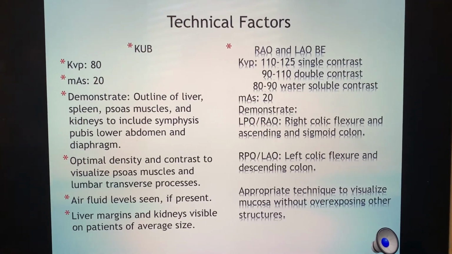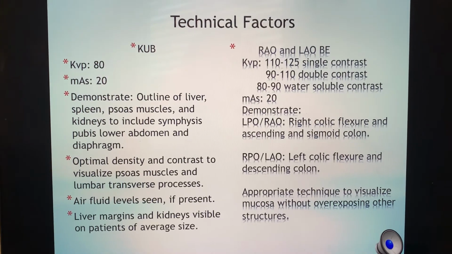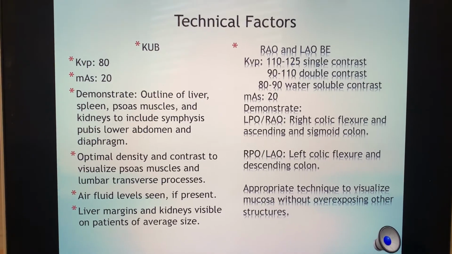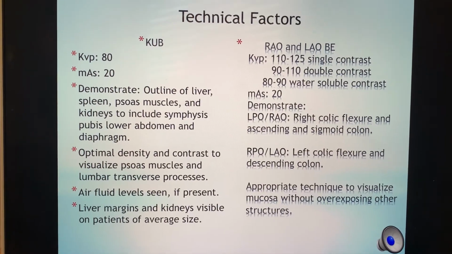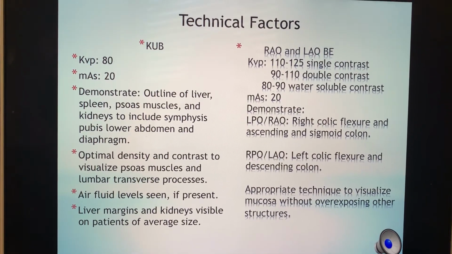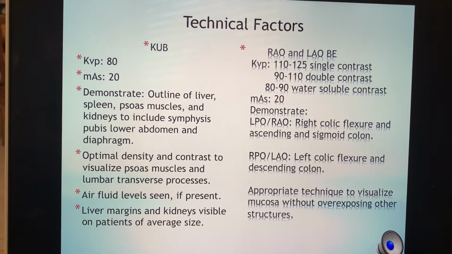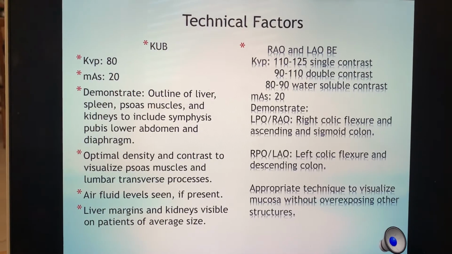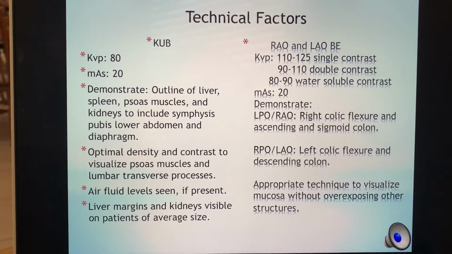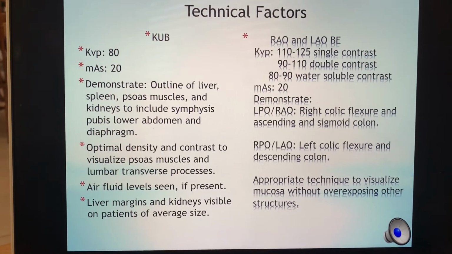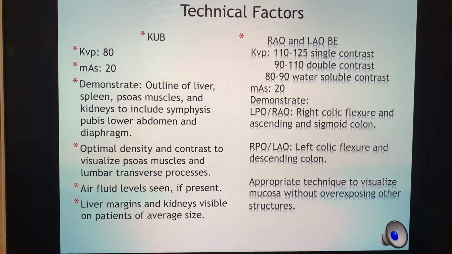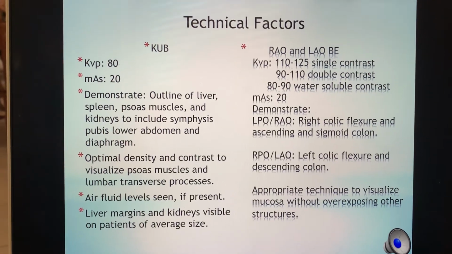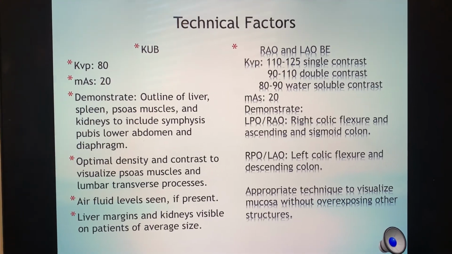For barium enema, I will use an RAO or LAO position. The kVp I will use, if it's a single contrast, is 110 to 125 kVp. If it's double contrast, 90 to 110 kVp. And if it's water-soluble contrast, I will use 80 to 90 kVp. mAs, I will keep it at 20 as well, or it depends, as I said, on the contrast I will be using.